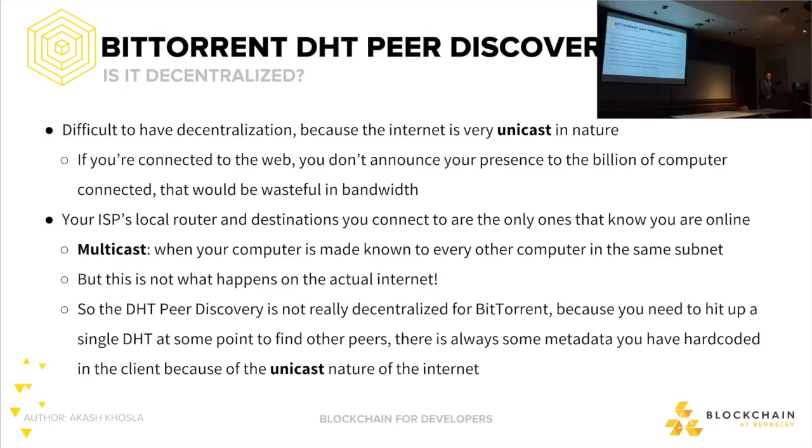You need to hit up a single DHT at some point in time to find other peers, and there's always some metadata that you need to have encoded in your client such that you find those DHTs. Because you can't just scour the internet, pinging random IP addresses, hoping that they're DHTs. Right? That's never going to work. So because things are unicast, you have to have those hard-coded data points, and this goes for Ethereum as well, when you're starting to look for providers to give you the blockchain data when you run Geth.